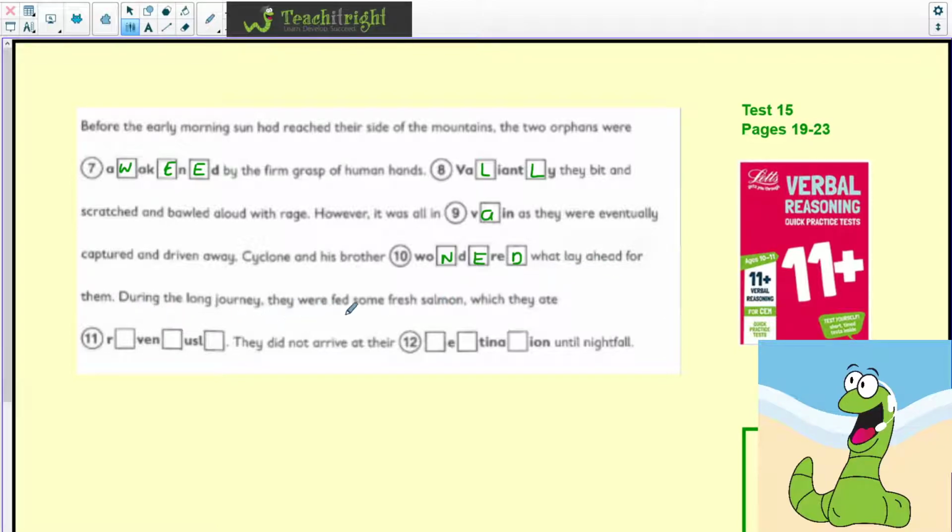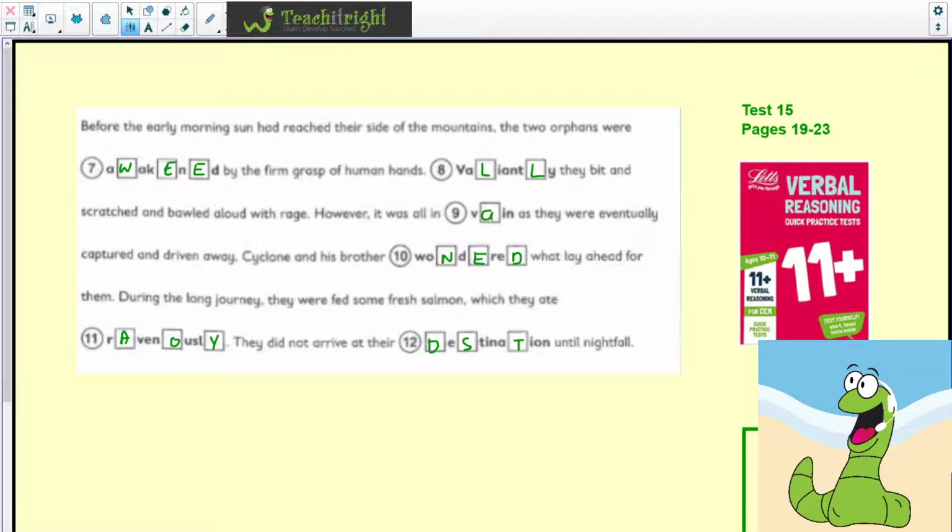During the long journey, they were fed some fresh salmon, which they ate ravenously. So if you're very hungry, ravenously. So it's an O, an A, an O, and a Y there. They did not arrive at their destination until nightfall.